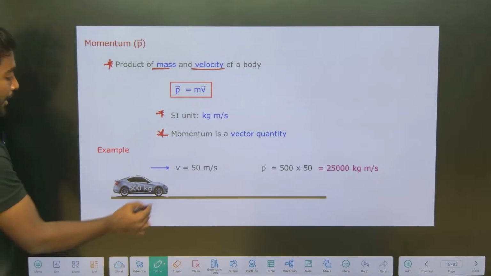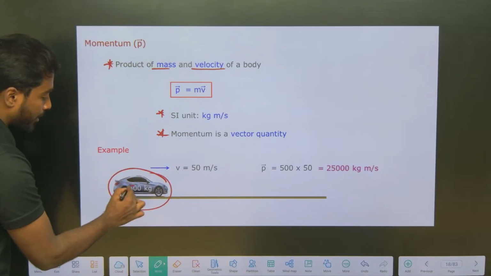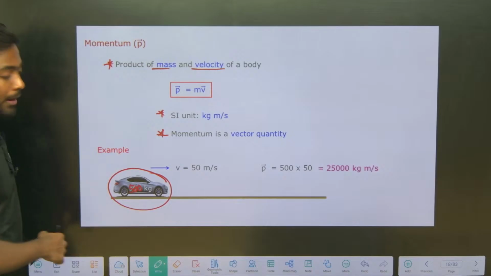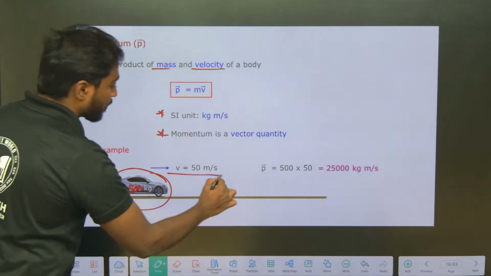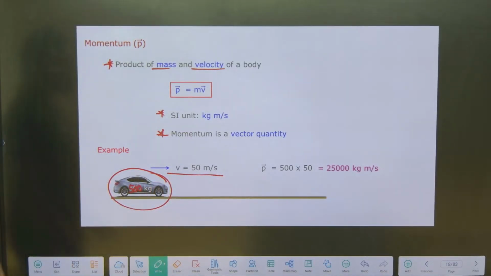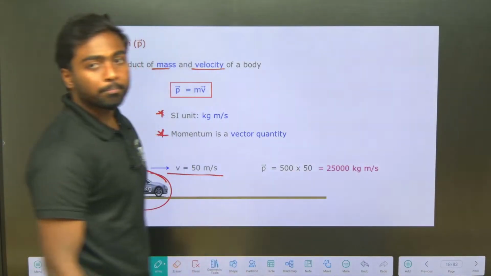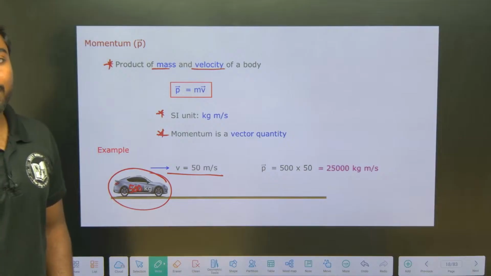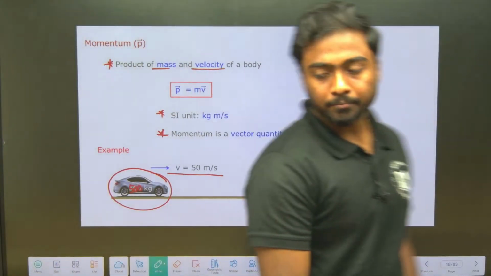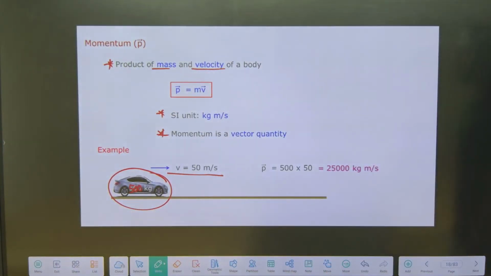Suppose an example: a 500 kg car is going with a velocity of 50 meter per second. What is the momentum? 500 into 50, 25,000 kg meter per second. This is my momentum. You can take a note of the momentum formula, the SI unit, and that momentum is a vector quantity. An example of how to solve it.